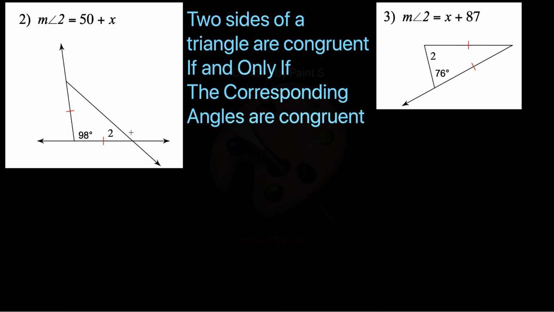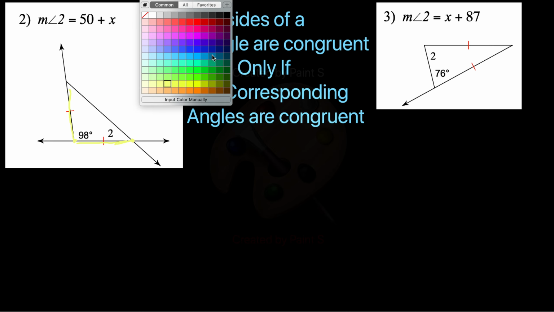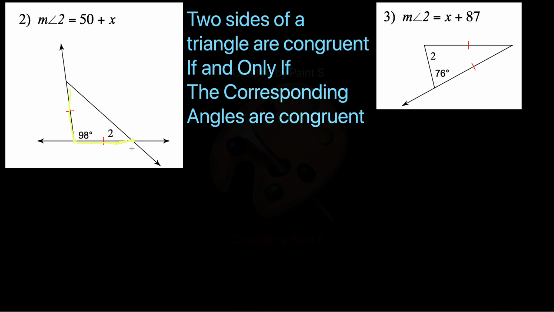Well, what does the theorem say? It says that two sides of a triangle are congruent. So if this side here that they're giving us is congruent to this side over here, and I'm going to pick a different color, so this side right here is congruent to this side right here. So now I know that the corresponding angles must be congruent. So let's forget about everything else. Let's forget about all the numbers.